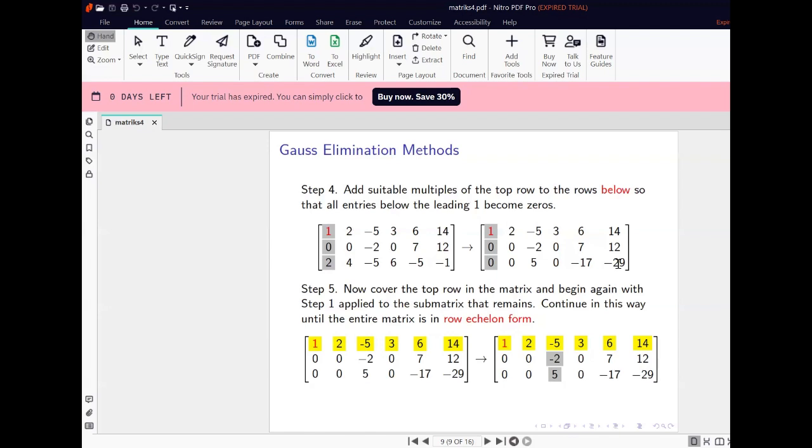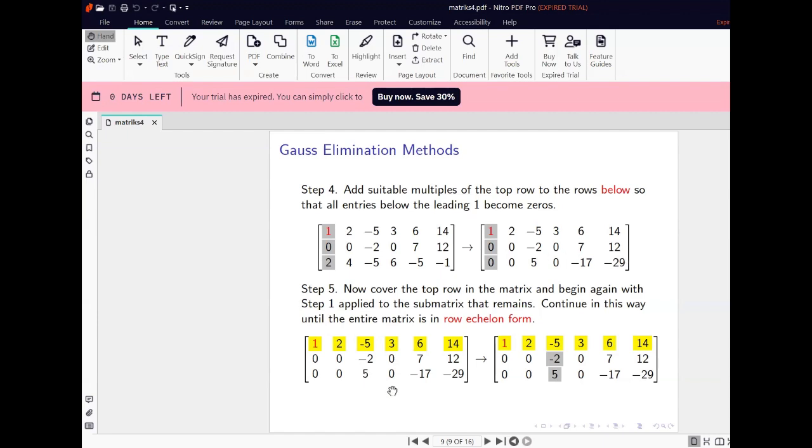The next step is to cover the top row in the matrix and begin again with step 1. Apply it to the submatrix that remains. Continue in this way until the entire matrix is in row echelon form. So we have to apply it to the submatrix that remains, I mean this submatrix, the columns number 3, 4, 5, and 6.